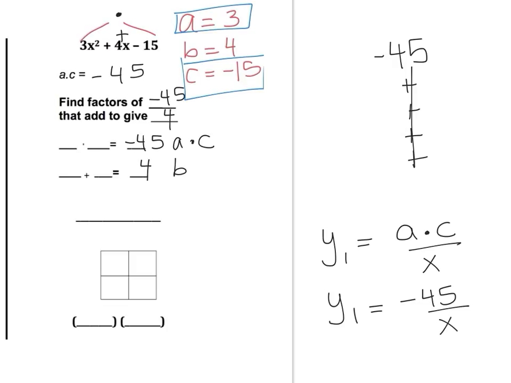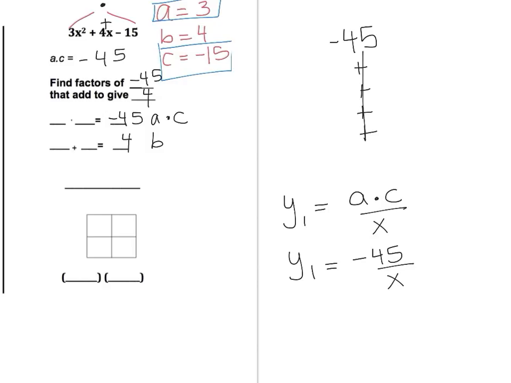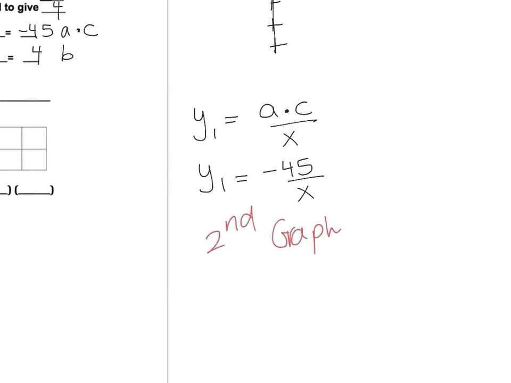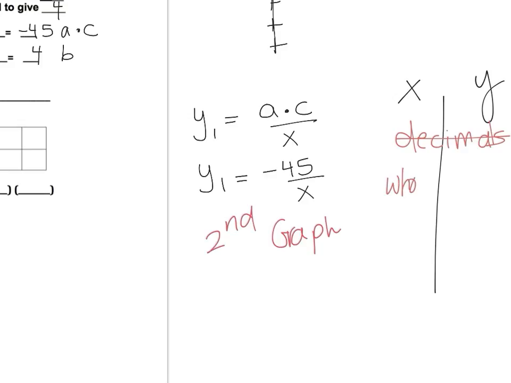After you put the AC, which is negative 45 in this case, over x, you can go to the table. So click on second graph. Once you click on the table, it will give you all of the factors, all the x and the y that can multiply to give me negative 45. Now some of them will be decimals, so if you have decimals, disregard those answers. Just look for the whole numbers on the x and on the y. Look for the whole numbers.